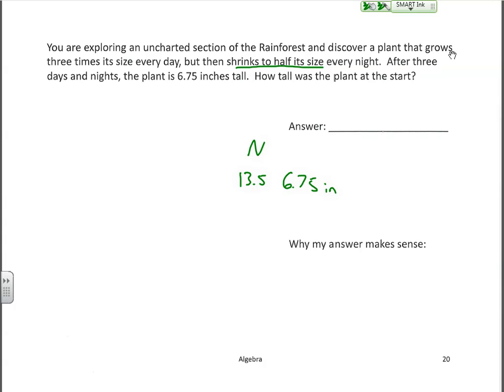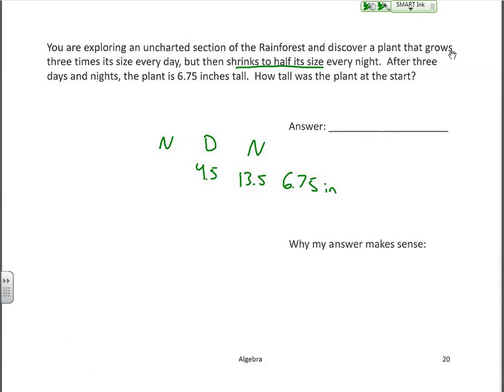Okay, which means, what was it then during the day? Well, it says during the day, it grows to 3 times its size. So during the day, it would have had to have been 4.5 inches tall. So that when it grew 3 times its size, it got to 13.5. Then it shrunk to half its size. It got to 6.75 as the final. Well, if it was 4.5 inches during the day, what was it the night before that? Right? So you can kind of work backwards here and just kind of make sure everything fits together.